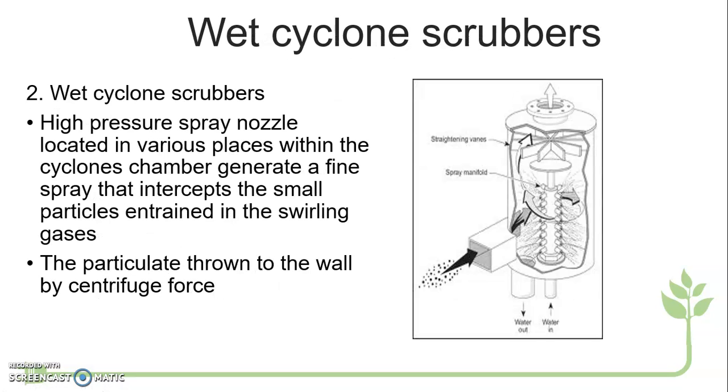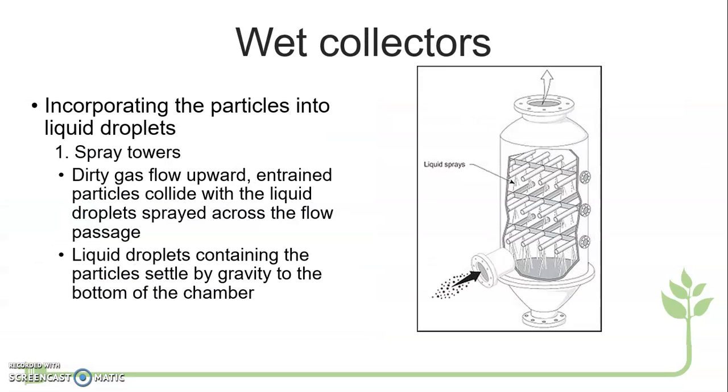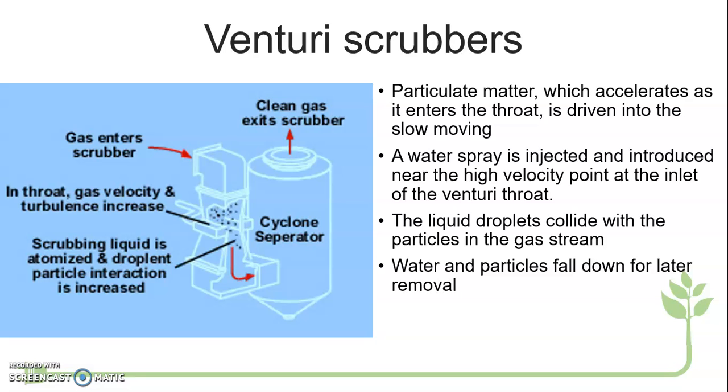This is the other type of wet collector, which is the wet cyclone scrubber. This one uses a high pressure spray nozzle. It is rotating; if you can see here, the spray tower is rotating, whereas just now it was only flowing downwards. But the concept is just the same: use water. The next one is the Venturi scrubber. More or less it's still the same. The scrubber uses water as well, as in the wet collectors. The concept is the same: use water to remove the pollutants.